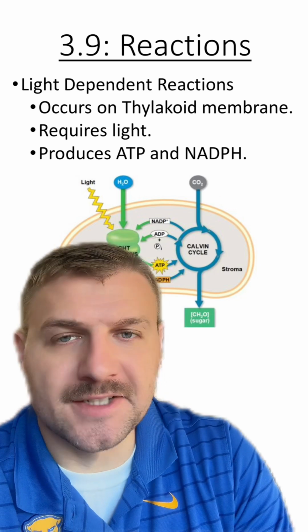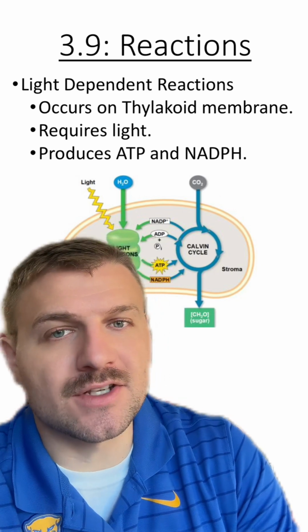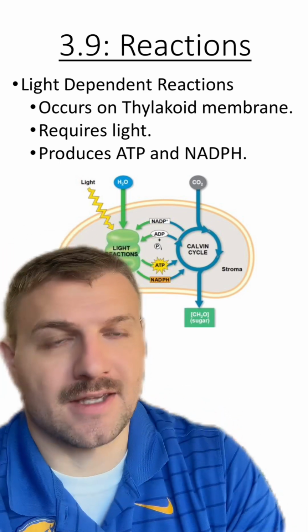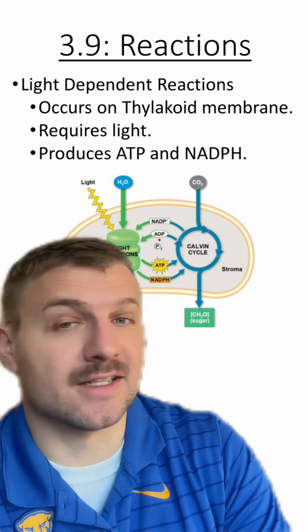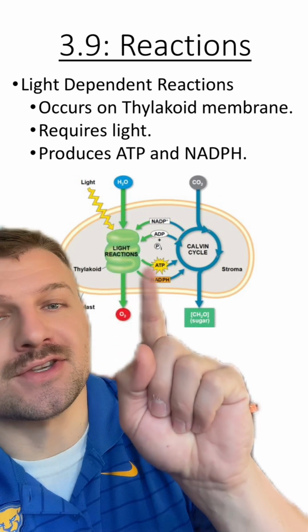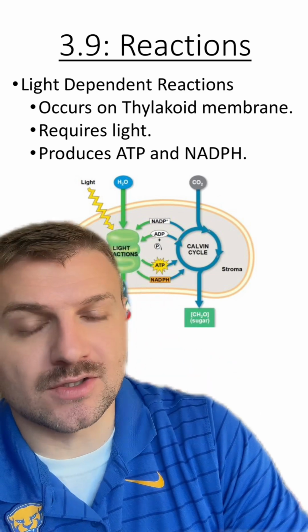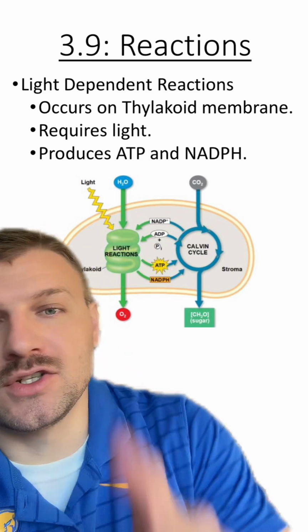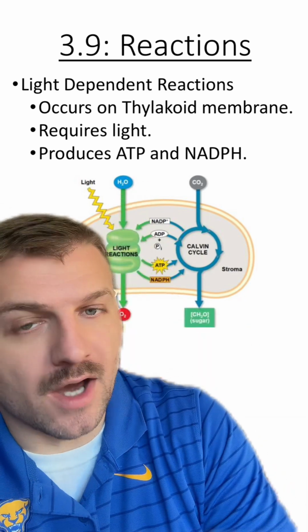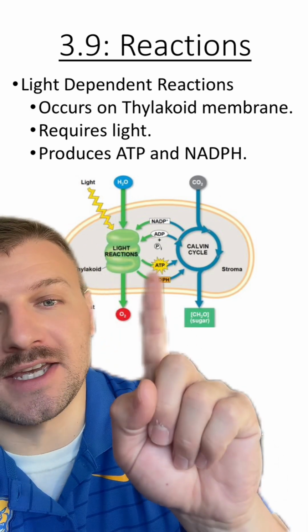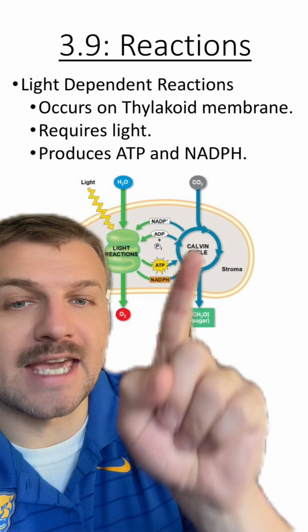Let's dive a little deeper into the light-dependent reactions. These occur in the thylakoids, or the thylakoid membranes, of the chloroplast. And like their name implies, they require light. The whole reaction here takes in light but produces ATP and NADPH. A byproduct of this reaction is oxygen. This reaction also requires the input of water, but our main goal here is to produce ATP and NADPH for the Calvin cycle.